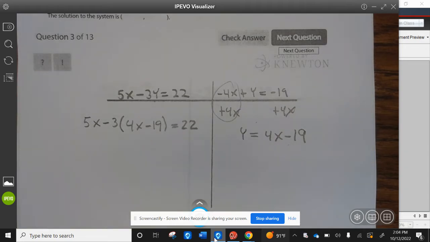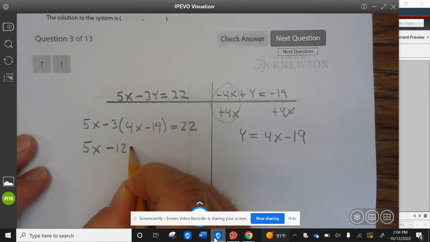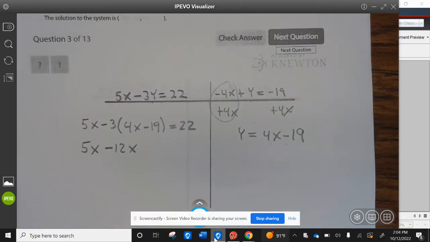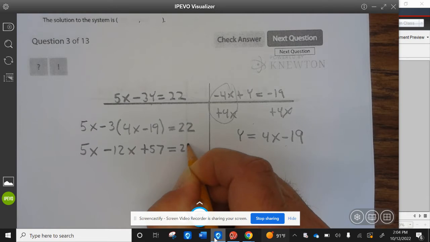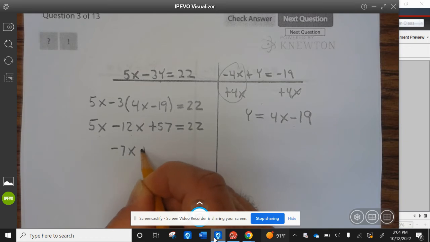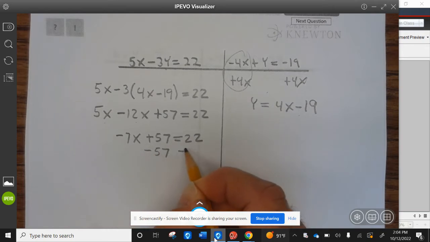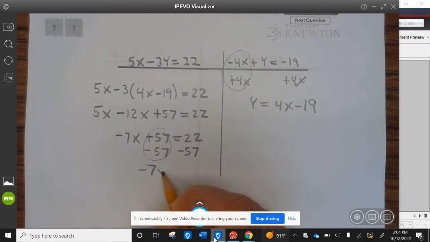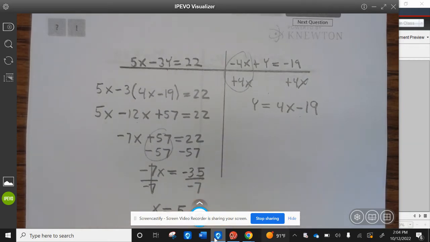Okay, so then we have 5x. Negative 3 times 4 is minus 12x. Negative 3 times negative 19 is 57, equals 22. 5x minus 12x is negative 7x. We're going to subtract 57 from both sides. We get negative 7x equals negative 35. Divide both sides by negative 7. x equals positive 5.